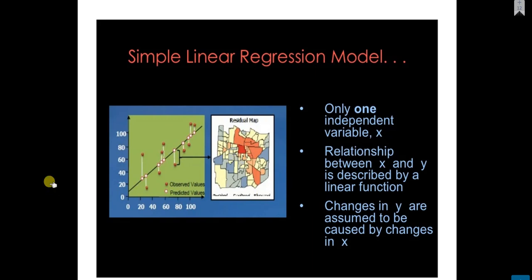Simple linear regression model. The simple linear regression model is based on six fundamental assumptions. The first is that the dependent and independent variables show a linear relationship between the slope and the intercept. You can see this is the slope, it is just going up horizontally.